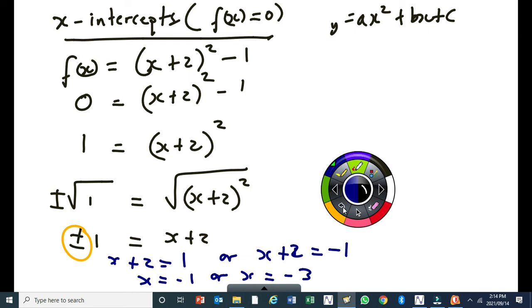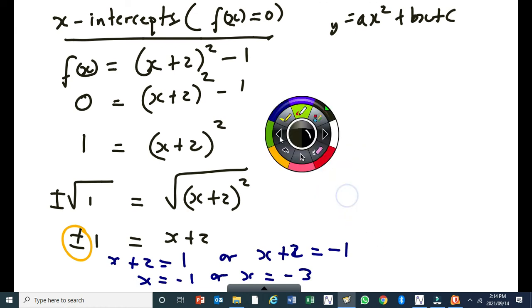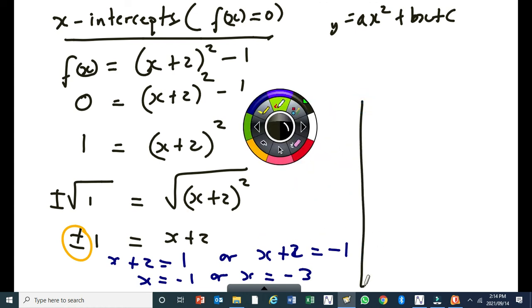Okay, so I found the x-intercepts. I know my shape, I know my y-intercept. The next thing I just need to determine is my turning point. The good thing is, you don't need to do a calculation to determine the turning point. If the equation is in the turning point form like this, it means that the x value at the turning point is going to be negative 2.